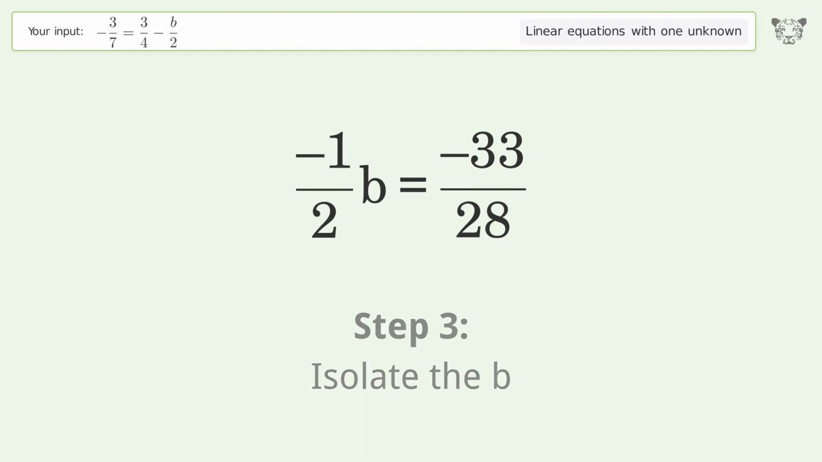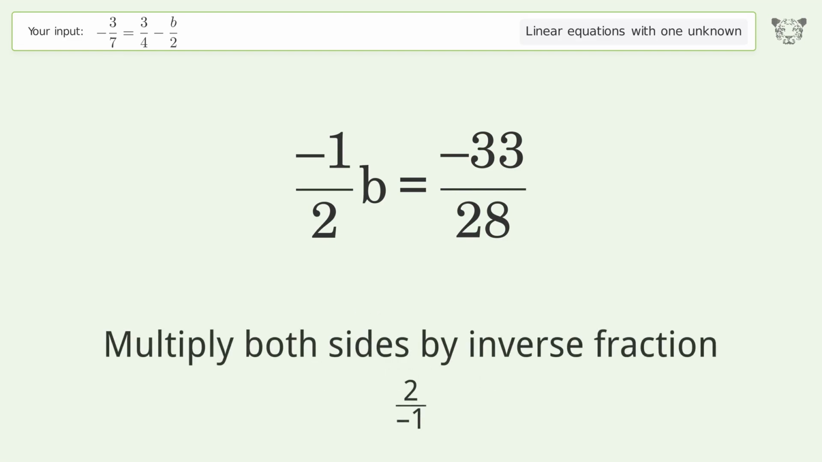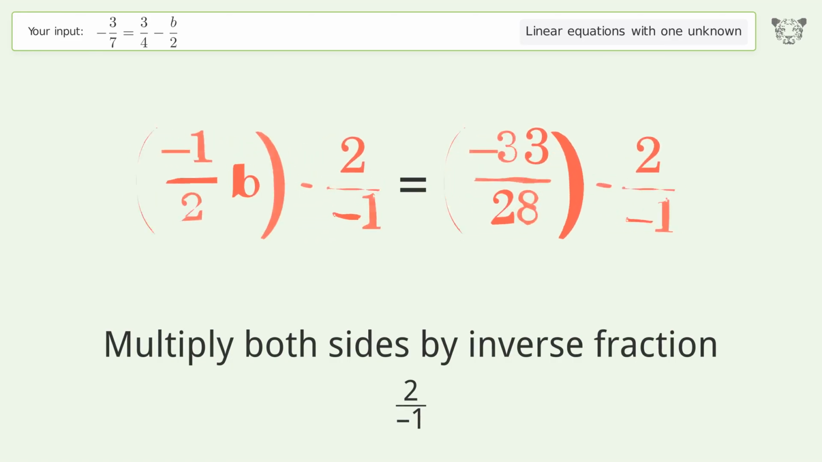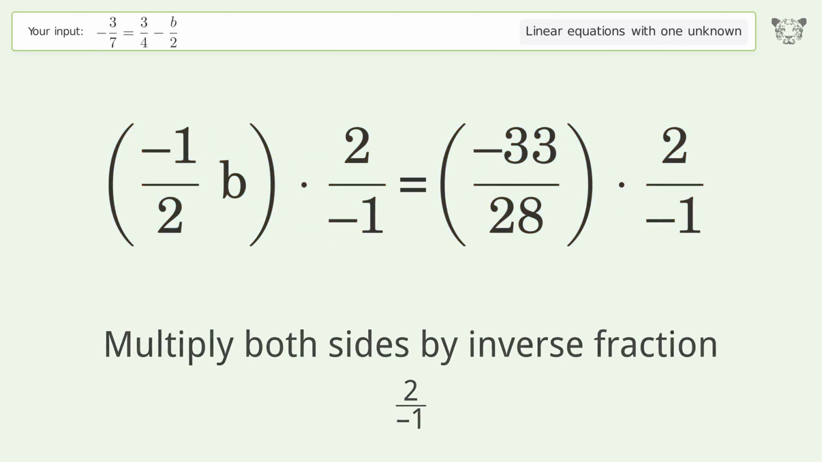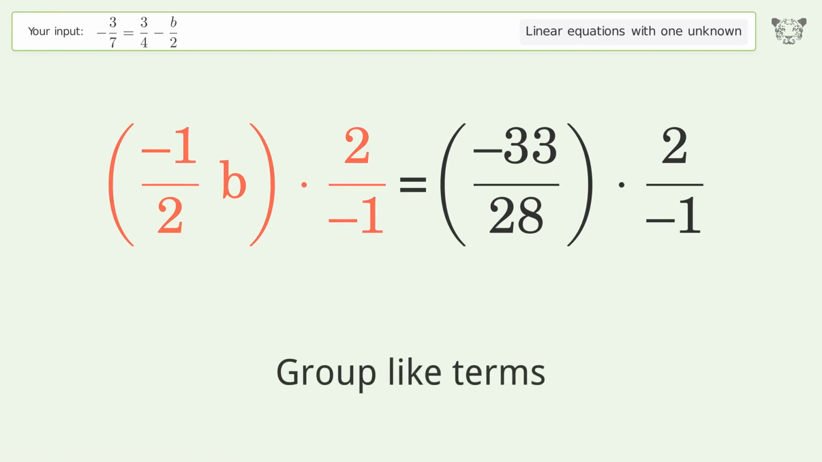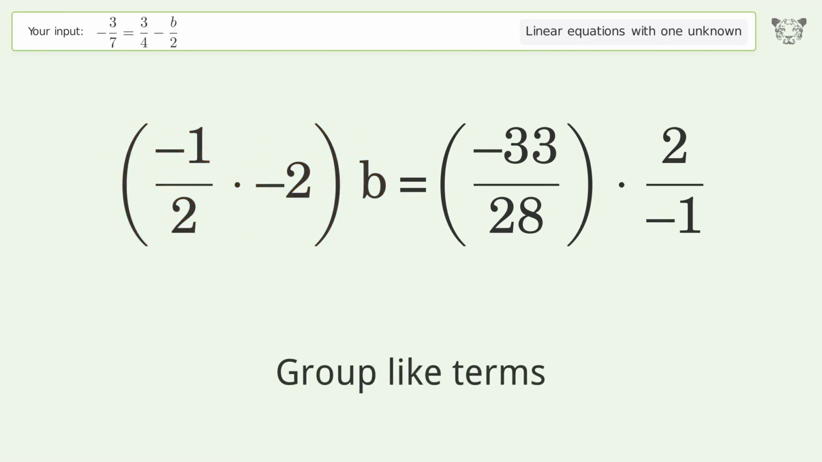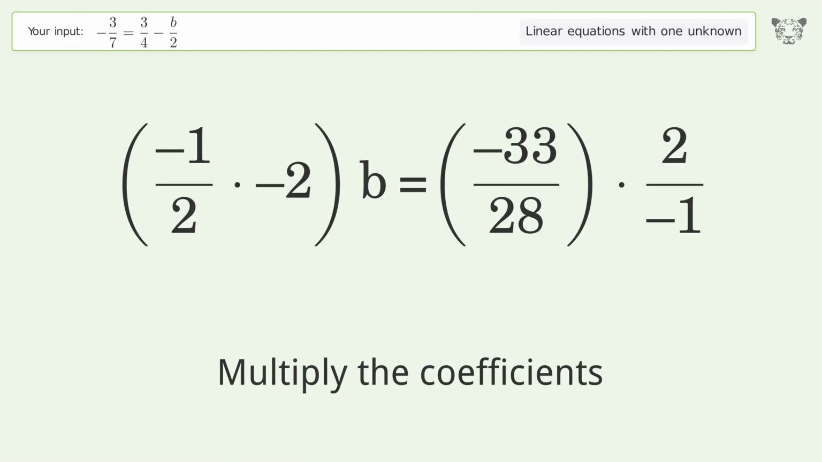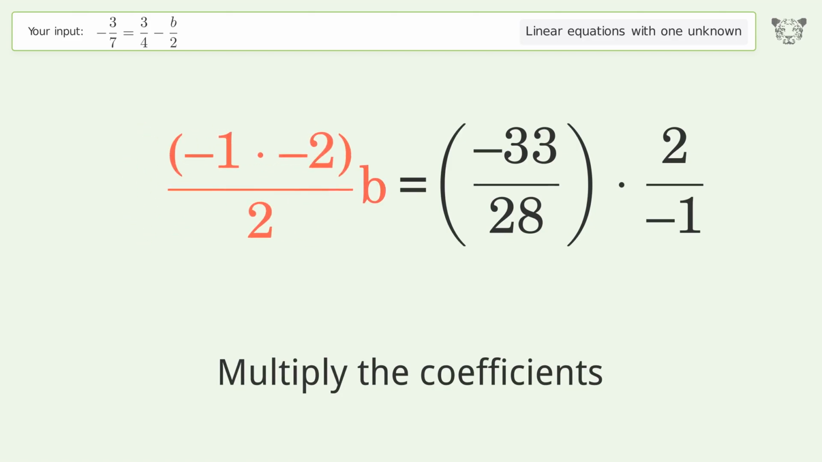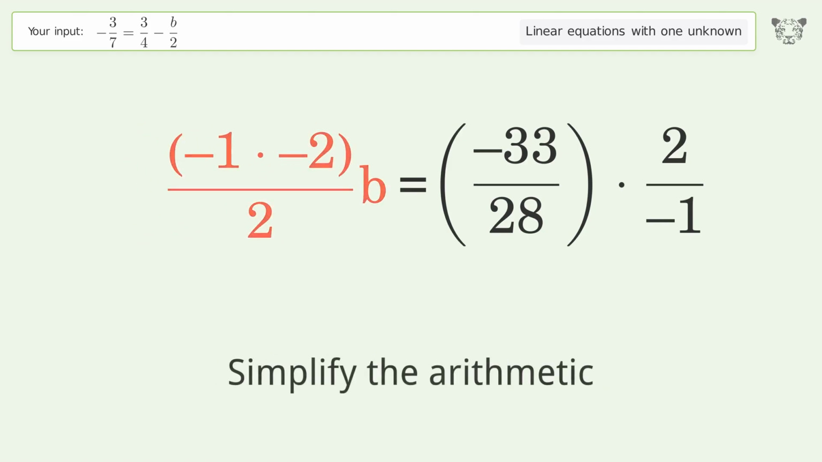Isolate the b. Multiply both sides by inverse fraction 2/(-1). Group like terms. Multiply the coefficients. Simplify the arithmetic.